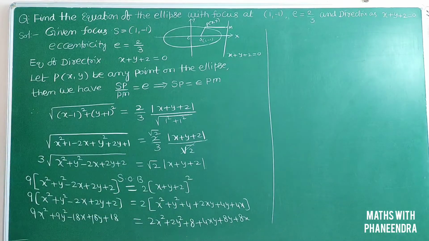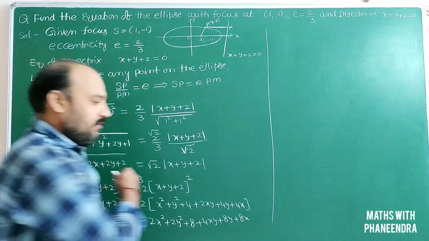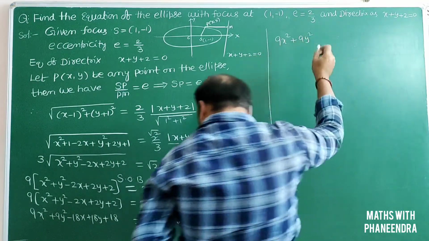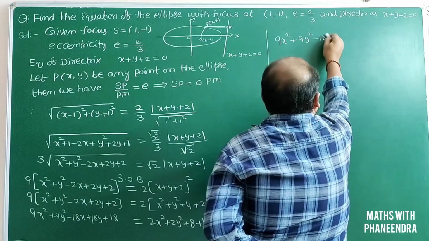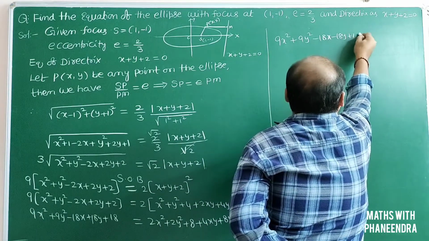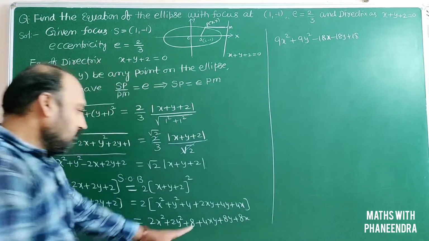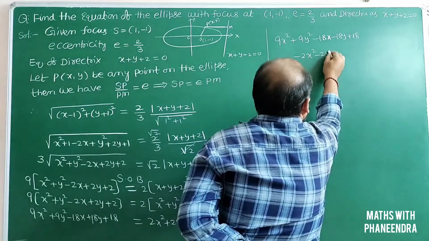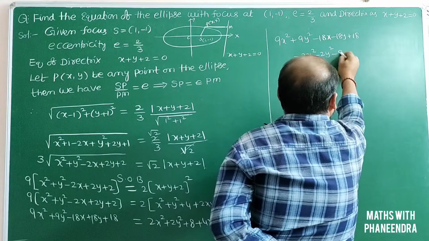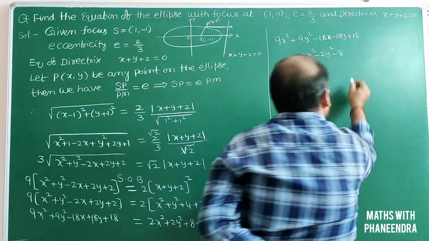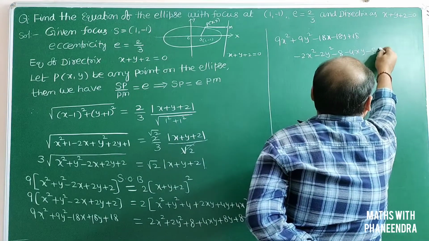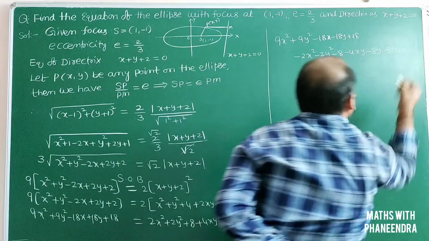These values we are taking to this side. First I write all the LHS terms: 9x square plus 9y square minus 18x plus 18y plus 18. These values we are taking to this side: minus 2x square minus 2y square minus 8 minus 4xy minus 8y minus 8x is equal to 0.